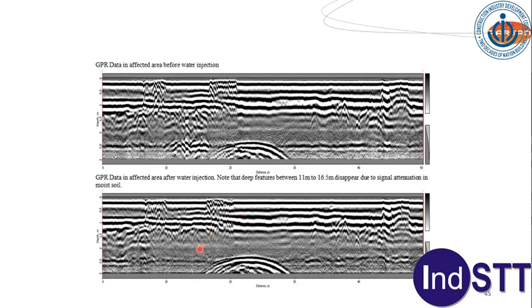So this is 10 meters. So this is a deep feature here, 11 meters to 16.5 meters. In this, it's not there. This is due to signal attenuation in the moist soil. So this basically proves that this is the area from where the leakage is taking place, because all other areas, both are exact replica of each other except this area where this reflection simply disappears. So that means the water injection has affected the conductivity of this particular area.